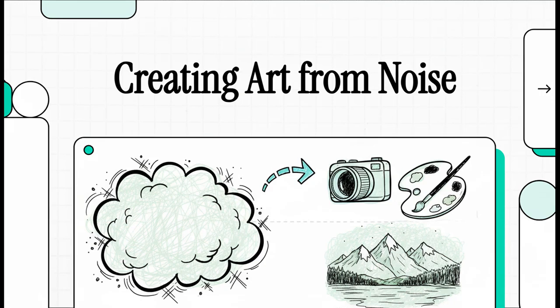Have you ever just stared at a screen full of static, that pure random chaos, and wondered if anything could possibly come from it? Well, what if I told you an AI can look at that exact same noise and pull out a stunning photorealistic image? It sounds like actual magic, but it's not. It's this brilliant process of reverse engineering reality. And today, we're going to pull back the curtain and see exactly how it works.